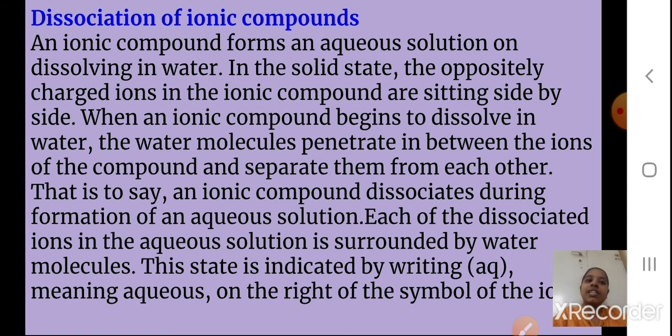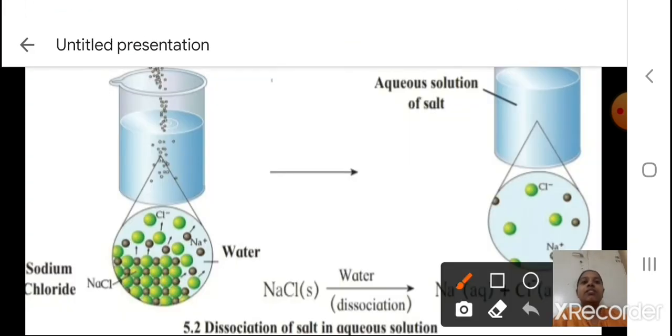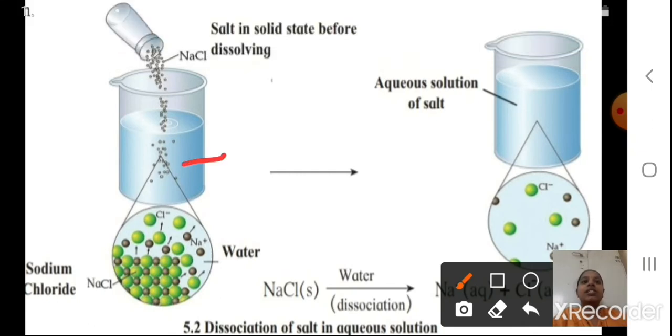Okay, this state is indicated by writing, how will you write, students? aq. Not aqueous with the whole spelling, you will write it in short as aq, meaning aqueous. On the right hand side of the symbol of the ion, you will write it. Okay, so we will see now in the next. Can you see here? I am taking this, this is my water. In that you can see the salt in solid state before dissolving. That is NaCl, which I am putting inside.